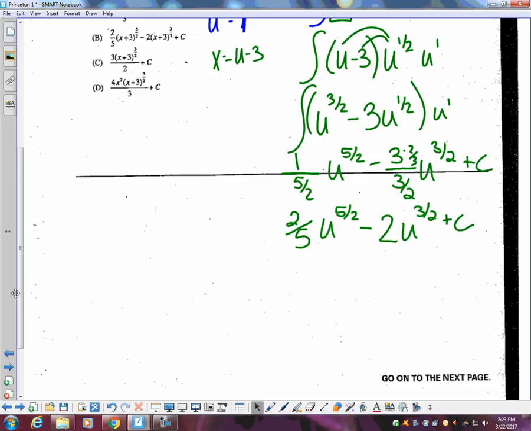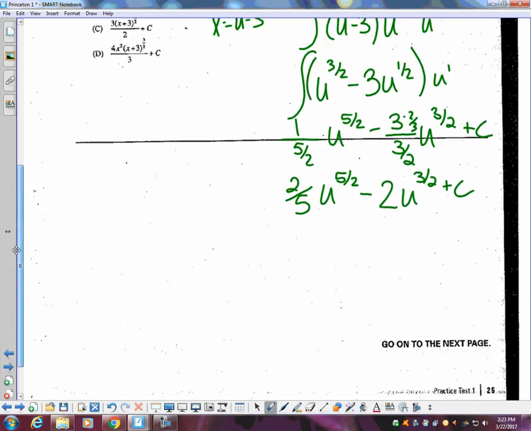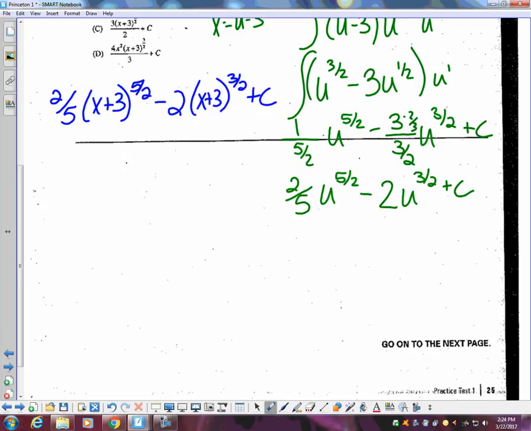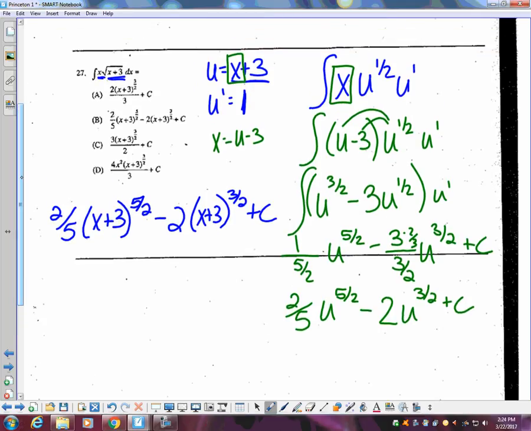Okay, now all I have to do is plug my u back into my u. Let's see, what was u? x plus 3. So 2/5 (x plus 3) to the 5/2 minus 2 (x plus 3) to the 3/2 plus c. 2/5 (x plus 3) to the 5/2. I'm liking B.